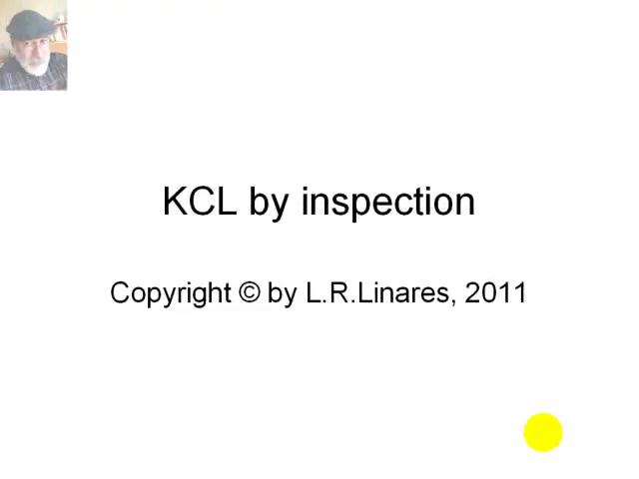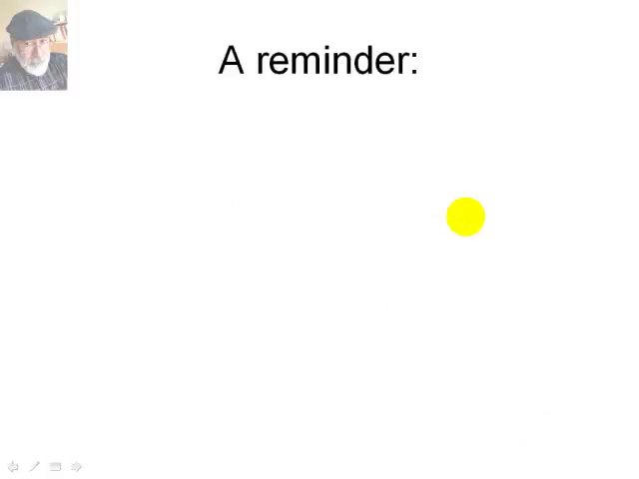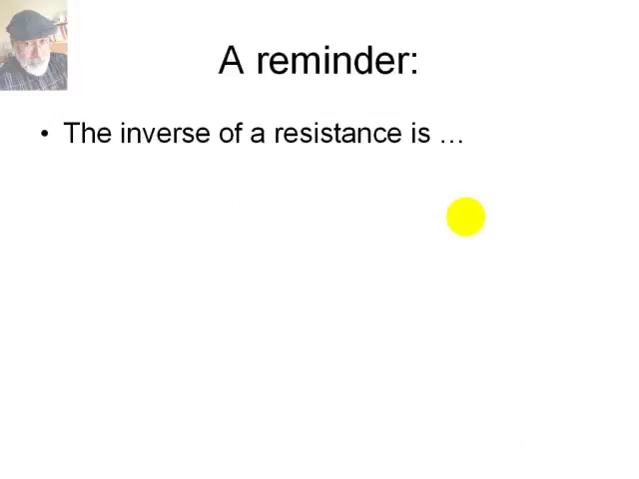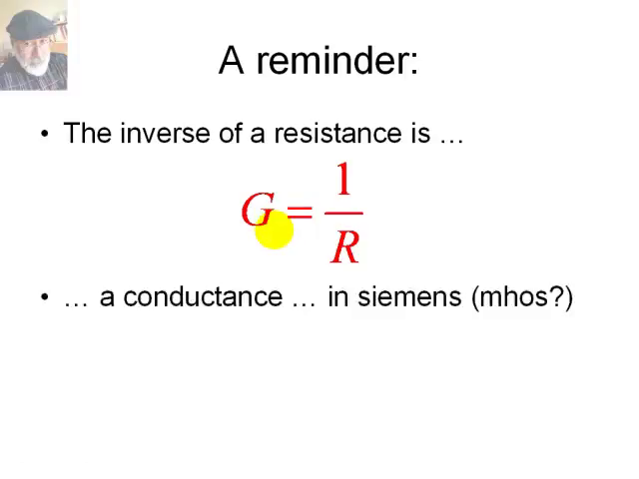Now we talk about writing KCL equations by inspection. But before that, a reminder from our previous course, EC 251. Do you remember what is the inverse of a resistance? It was represented with the letter G. That's right, it was the conductance, measured in Siemens, formerly mhos, an upside-down ohm.